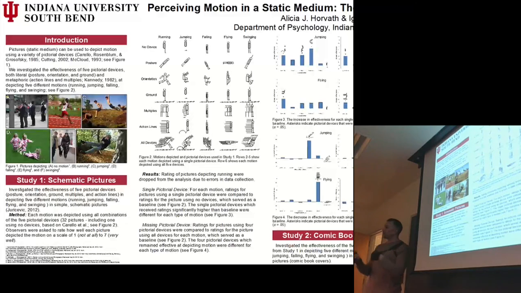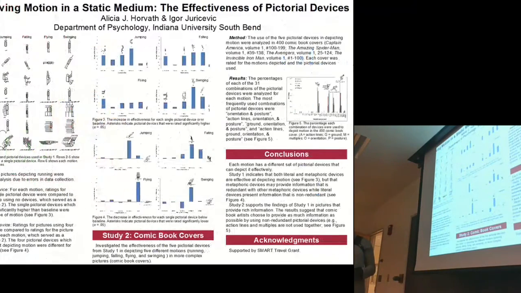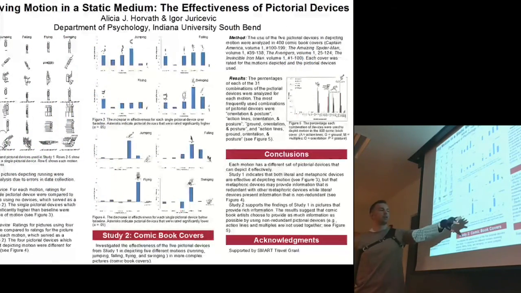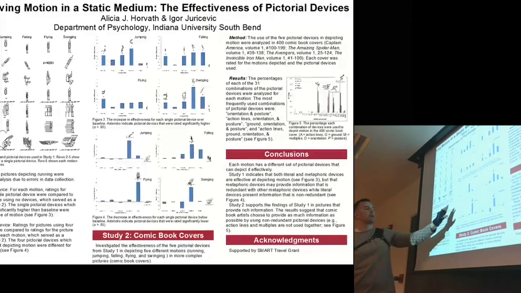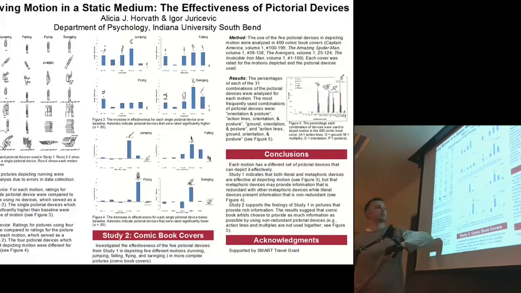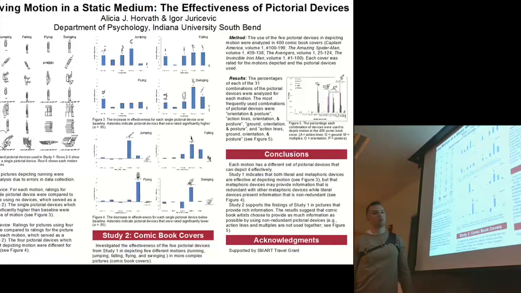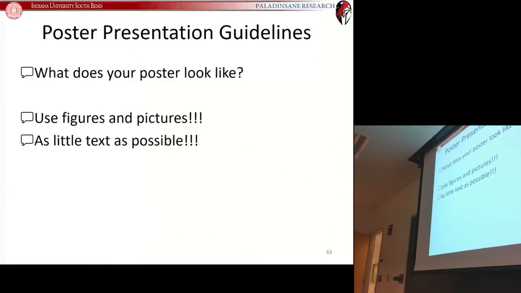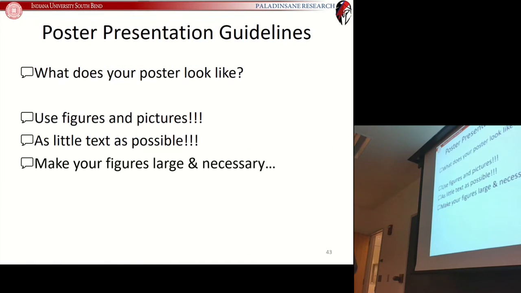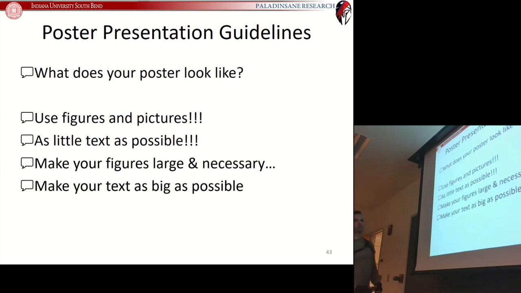But if you do have stimuli that are visual, include them in your poster. It's a lot better to have it like a picture book. But again, you can have your graphs, but have them up there and be like, oh yeah, this is what we found for flying. Notice what we found for swinging. Ooh, it's different than what we found for flying. All right, use as little text as possible. Make your figures large and necessary. This ties into that. And then make your text as big as possible.